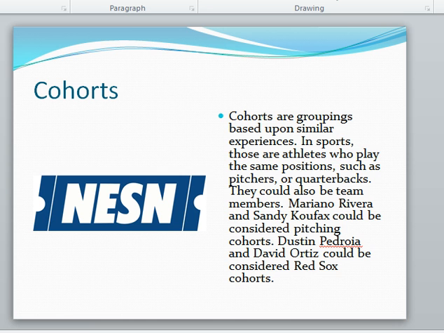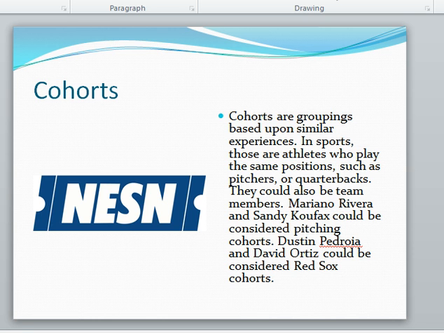Cohorts. These are groupings based upon similar experiences, and so of course this is going to be people more like people. In sports, these tend to be athletes who play the same positions, such as pitchers or quarterbacks. However, these could also be team members. If we're looking at our cohorts as being pitchers, then that includes Mariano Rivera and Sandy Koufax, and that actually also includes people who aren't pitching anymore.